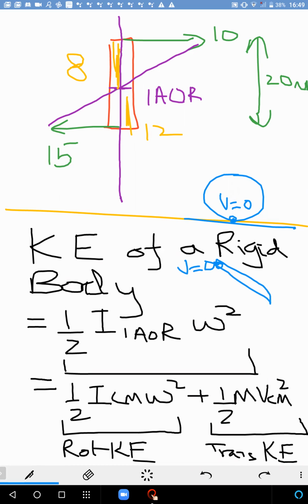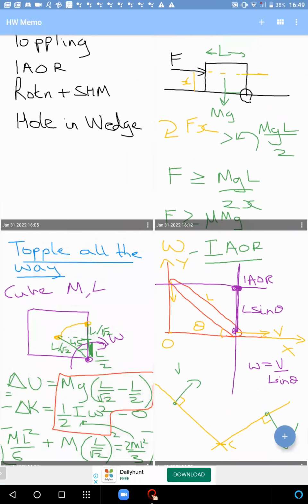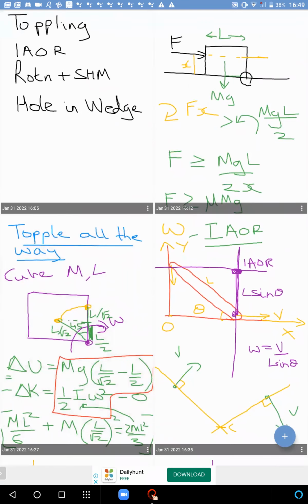Okay, so have I cleared doubts related to the IOR? जिसने भी पूछा था. And before proceeding further, वो hole in wedge question देखते हैं. Actually बहुत easy है यार ये hole in wedge question. It has nothing to do with rotational motion. Nothing to do with it.